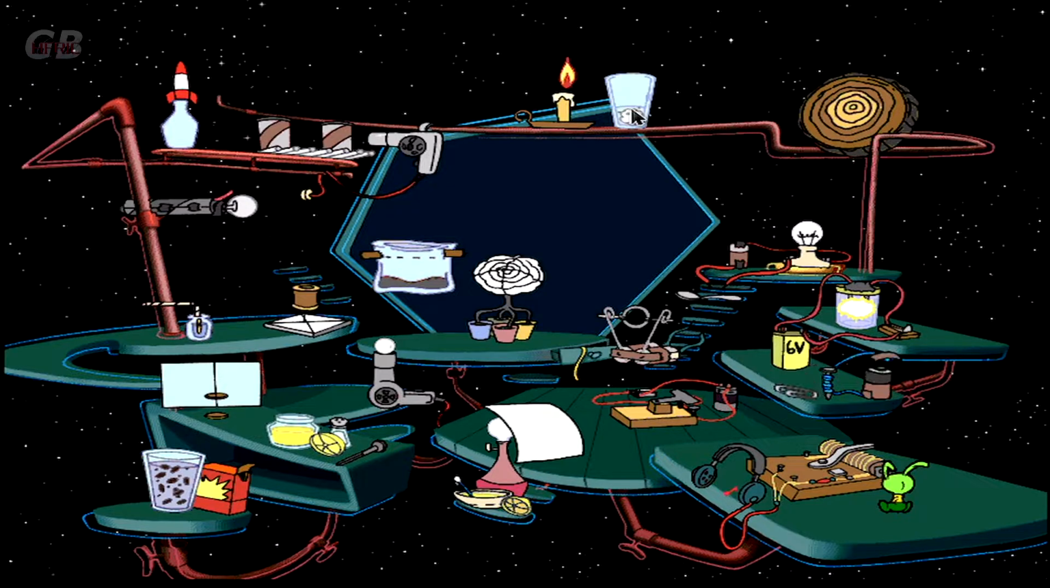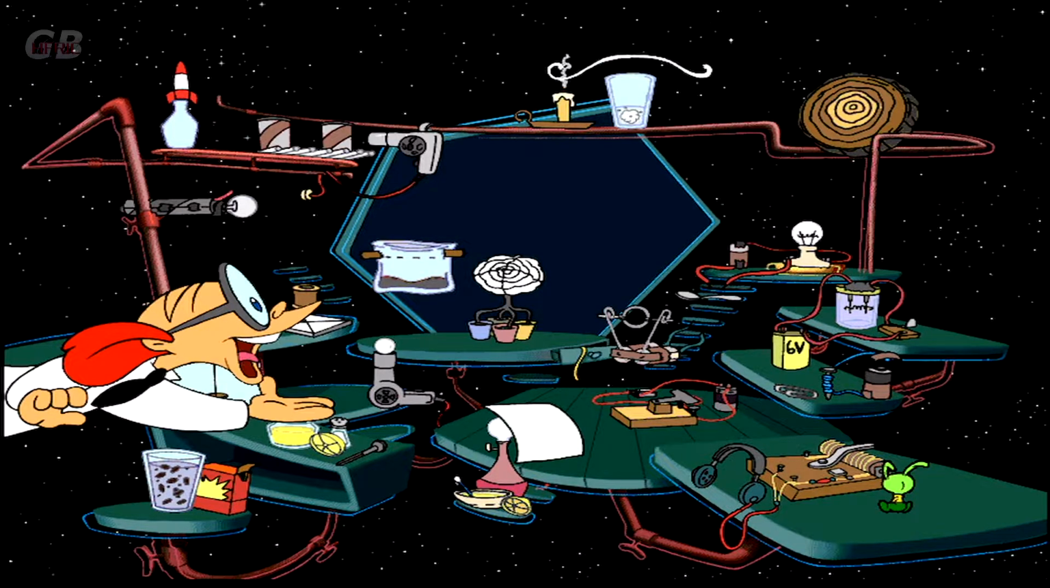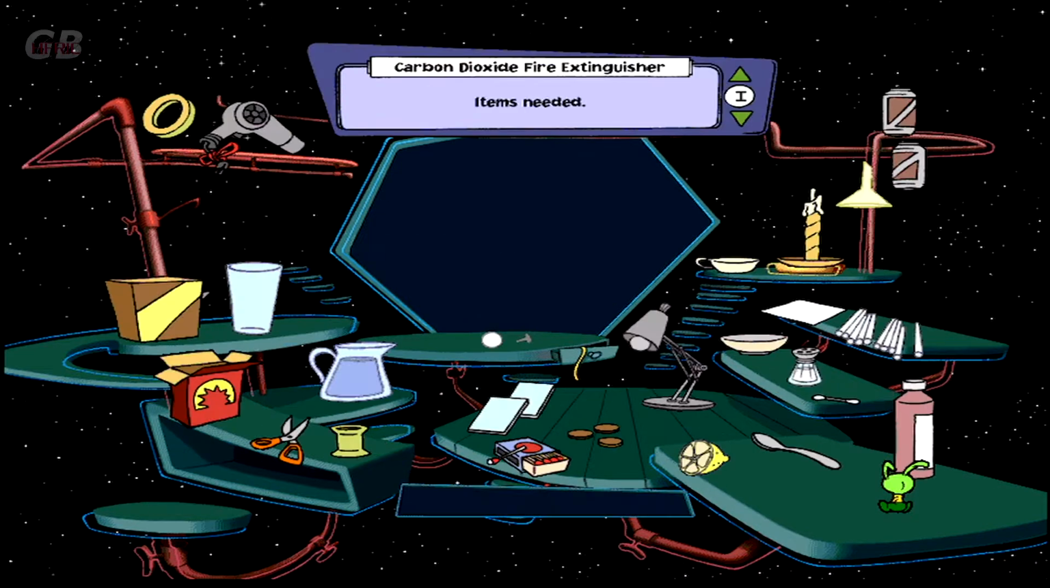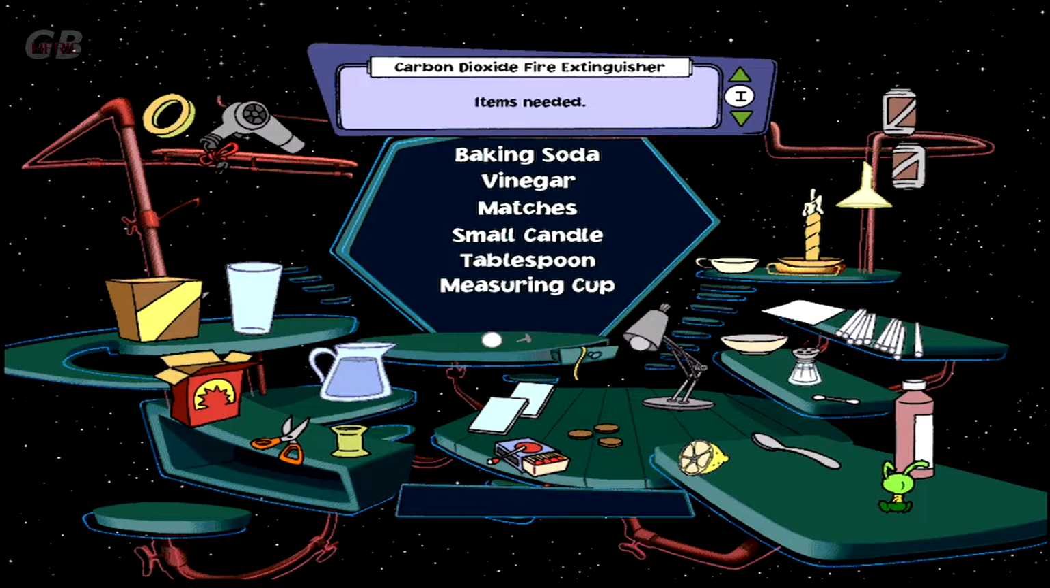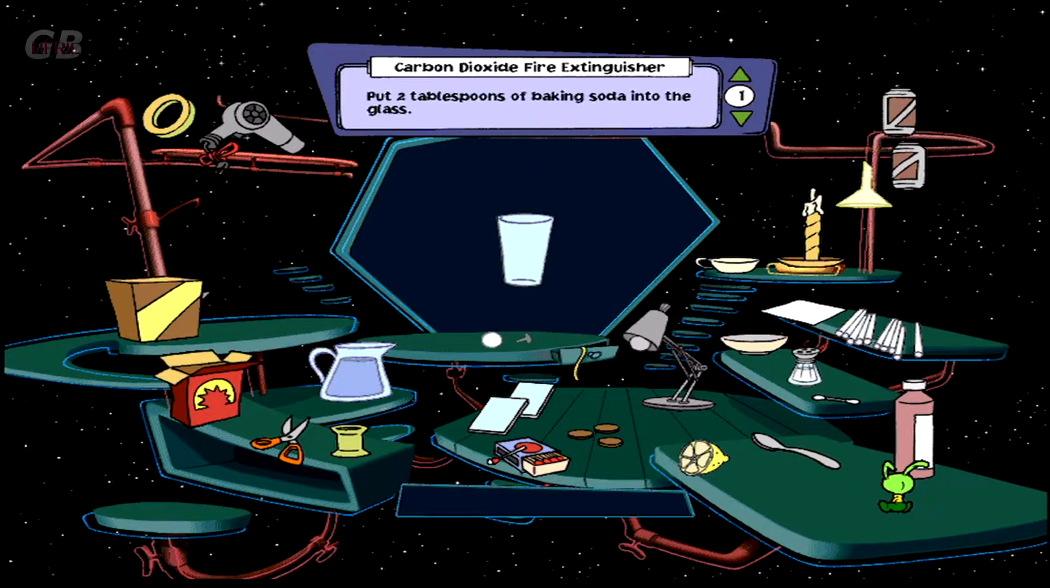The carbon dioxide fire extinguisher. CO2. You'll need baking soda, vinegar, a match, a candle, a tablespoon, a measuring cup, and a large drinking glass. Put 2 tablespoons of baking soda into the glass. To do this, drag the tablespoon to the box of baking soda, then pour each tablespoon of baking soda into the glass.